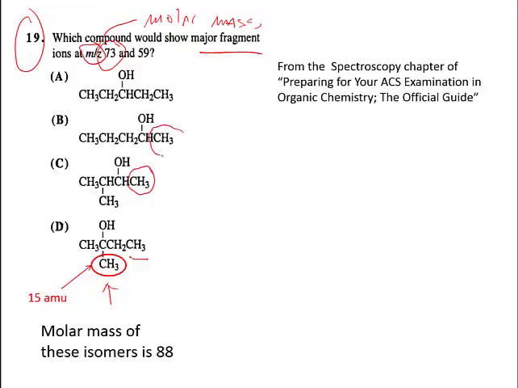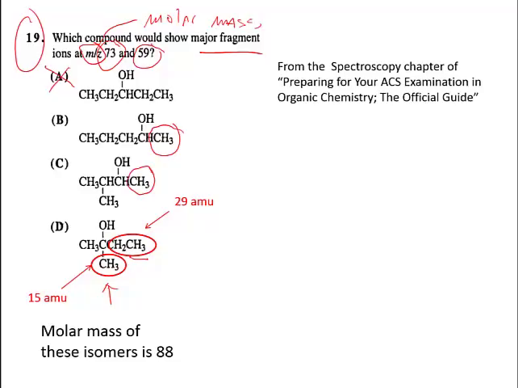I also see it in B, but I don't see it in A, so I'm going to go ahead and cross out A as a reasonable possibility. All right, the next thing I'm going to do is work with that major fragment at 59. If you take 88 and subtract 59 from it, the mass that you get is 29. 29 just happens to be the mass of 2 carbons plus 5 hydrogens, or an ethyl group as it's called.